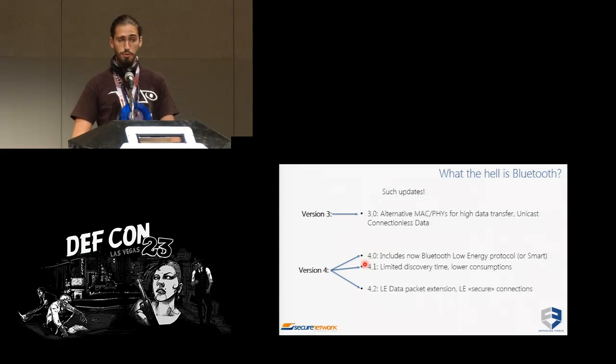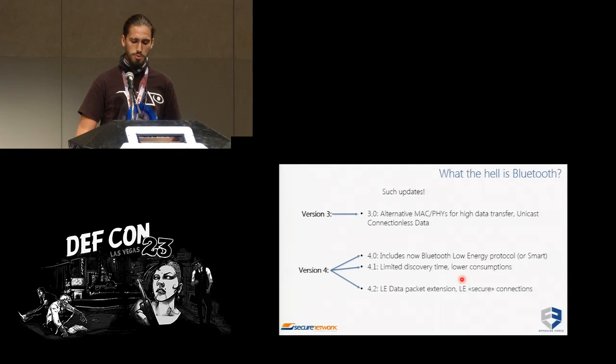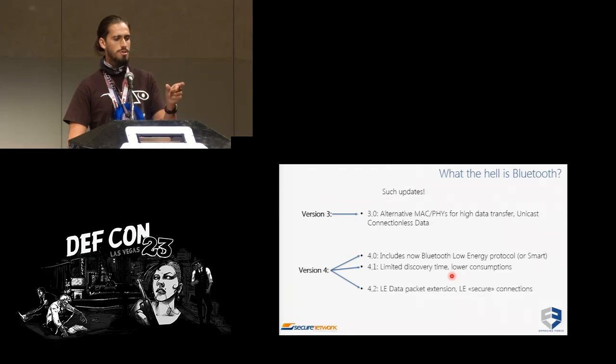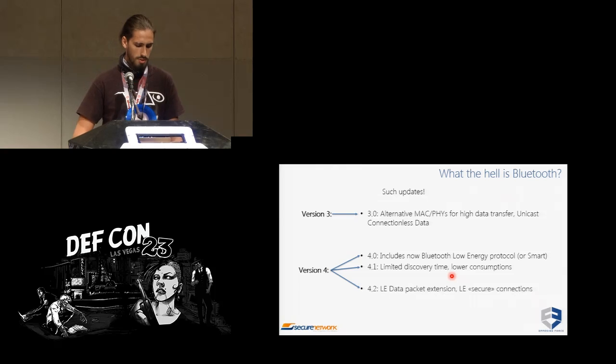From version 4, Bluetooth Low Energy was introduced, and it is called Bluetooth Low Energy or Smart Bluetooth, it depends. And from version 4.1, they lowered the consumption. Well, maybe you heard about Low Energy Bluetooth as the protocol which consumes little power, because the duty cycle has been improved, and so the discovery time has been limited, so that the transceiver is not on for so long, and you are lowering the consumption.